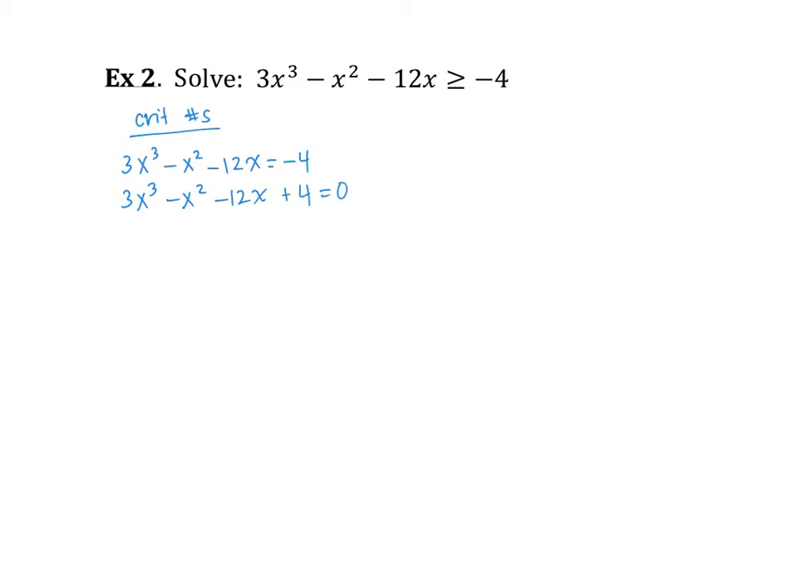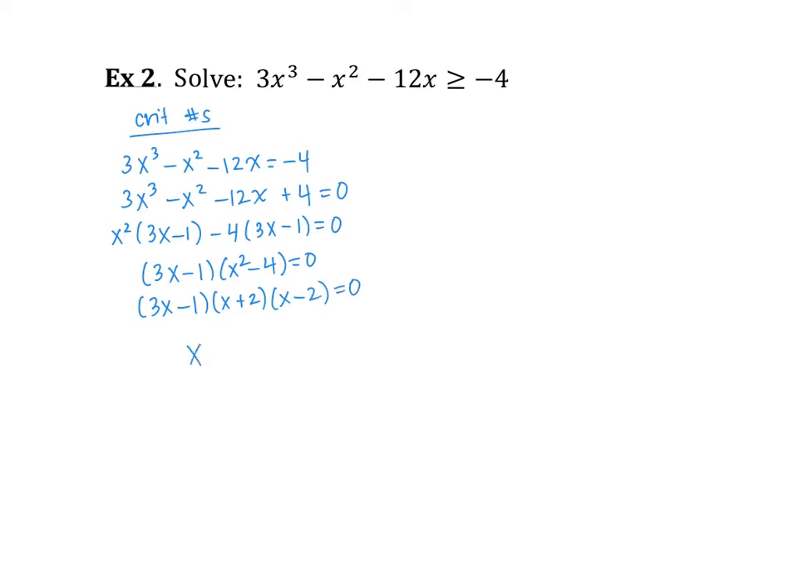So critical numbers are the zeros for polynomials. I'm going to see if it's going to group because that's less work than the rational zero test. Okay, that's going to group because I can see the common factor of 3x minus 1. I'm going to go ahead and keep factoring because I should get 3 critical numbers. Okay, these are my critical numbers.